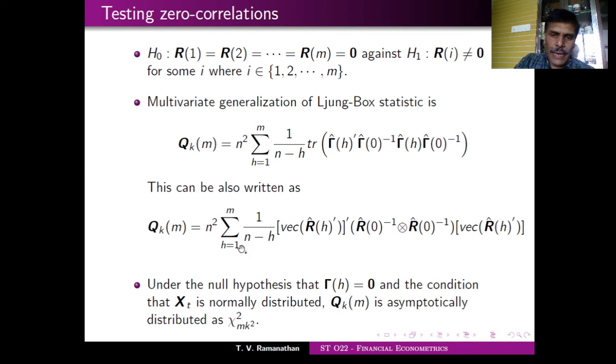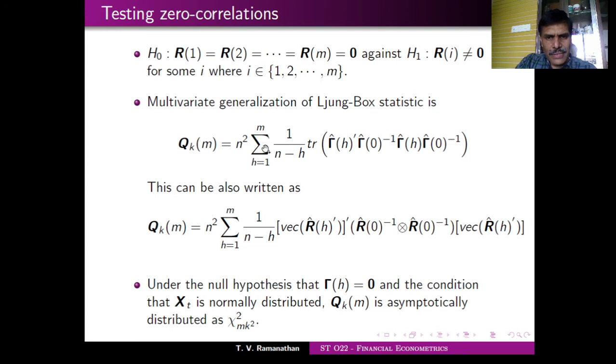So if you have normality for xt, under the null hypothesis we can show that this is a chi-square with mk square degrees of freedom, so one can compute this and then see whether this is significant. If it is significant, we can say that correlations of lag m are significant.